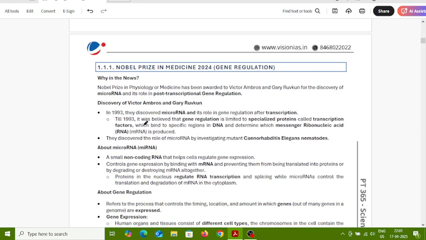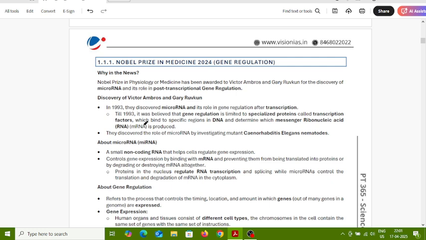Then we have Nobel Prize in Medicine 2024. It was also related to gene regulation. Nobel Prize went to Victor Ambros and Gary Ruvkun for discovery of microRNA. You have to remember discovery of microRNA and its role in post-transcriptional gene regulation.